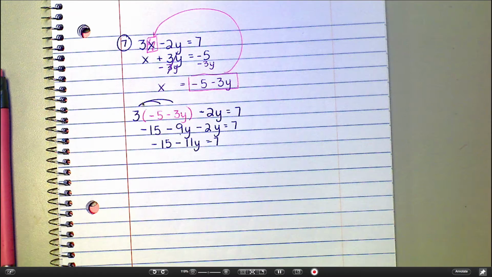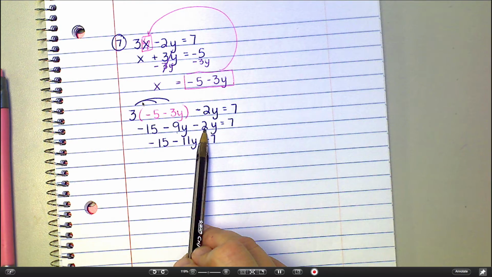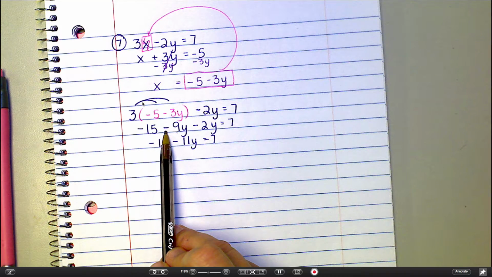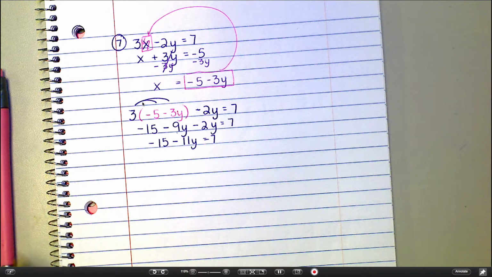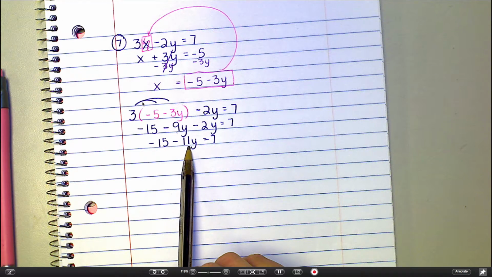Be careful, this is a place where on your quiz back in chapter 1 I saw a lot of mistakes. Remember, this is not 9 minus 2. This 9 is negative. Okay, all of these numbers keep the signs that are in front of them. So this is a negative 9 minus 2, and that's how I got negative 11.